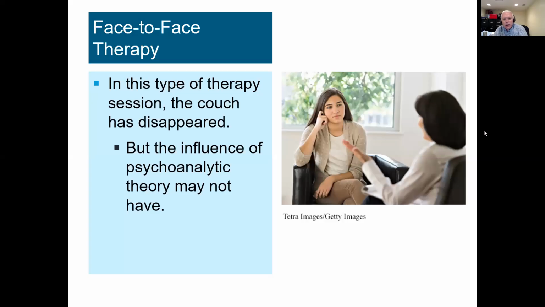Here we see a client and her therapist engaging in psychodynamic psychotherapy, the modern version, where they're seated across from each other and having a conversation.